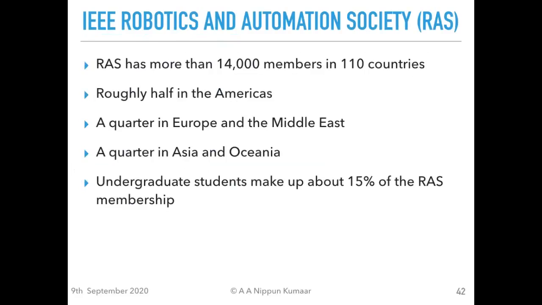This society is a very active society. At least in this field, if you want to get to know the updated things, you can always go to the RAS website and see. You will find all the updates, latest trends, and things there. RAS is a society with 14,000 members from 110 countries. Roughly, the size is roughly half of America. And 15% of that strength is students, so students constitute a major role in this membership. So that is IEEE RAS.